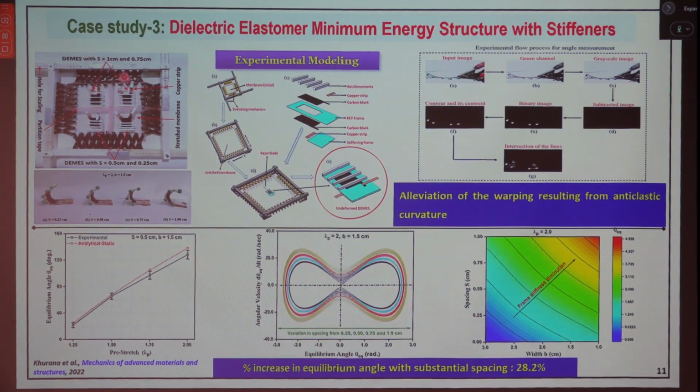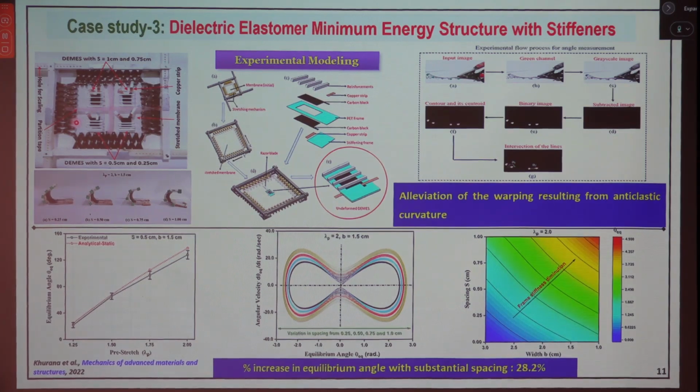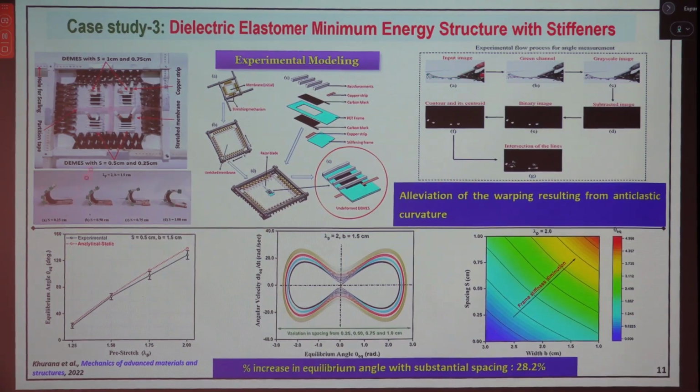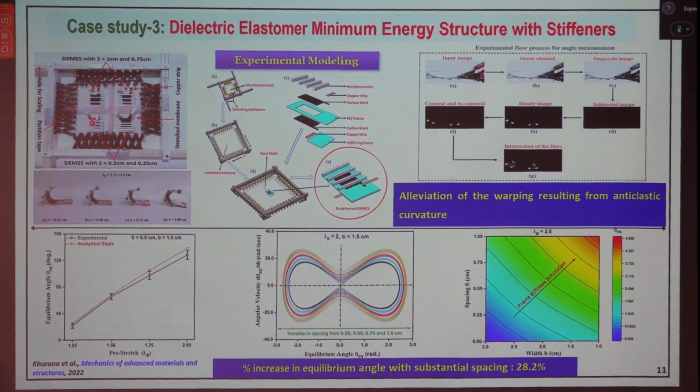this is the developed dielectric elastomer based minimum energy structure with a stiffener. Why is the stiffener important? We have to avoid warping, and we have to provide a stiffening response at the tip. By changing the spacing between the consecutive stiffeners, we can control the attained initial and final level. Experimentally you can see four spacings we have considered: 0.25, 0.5, 0.75 and 1.